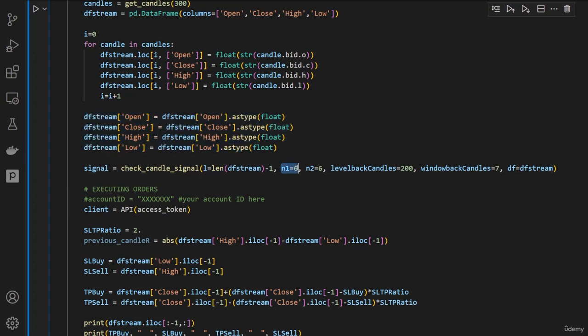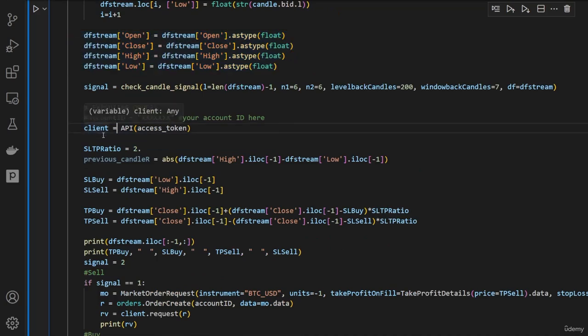Then N1 is equal to 6, N2 is equal to 6. We know what these are now. The level back candles equal to 200, and the window back candles equal to 7. And the data frame we're going to use is the data frame stream, so whatever we have downloaded live from the market.